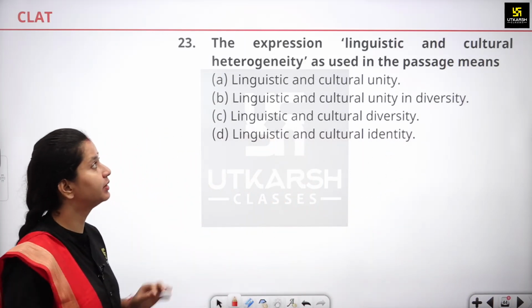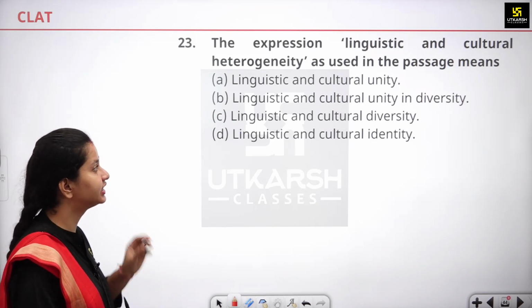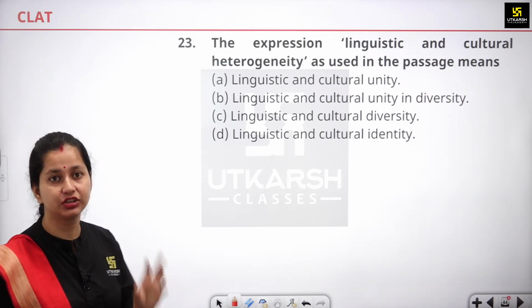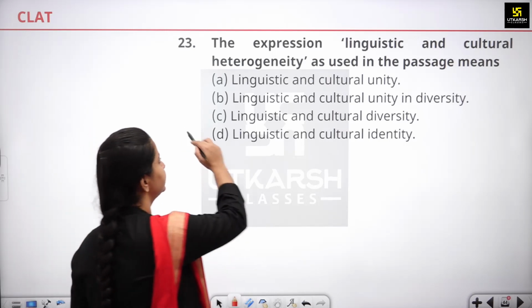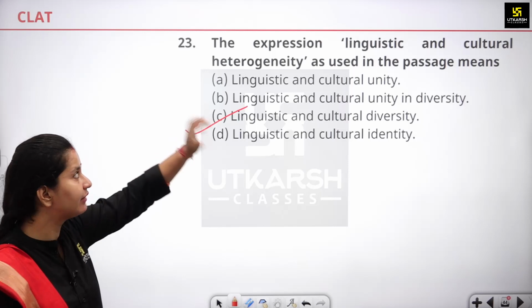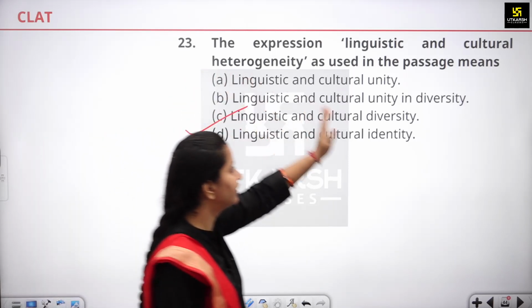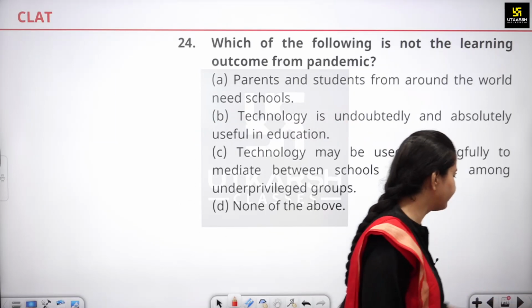Next question, the expression linguistic and cultural heterogeneity means, it simply means linguistic and cultural diversity. Simple, option C. Diversity means heterogeneity. Unity in diversity, there is no such word for unity in this particular phrase. That's why we can say it is just linguistic and cultural diversity.